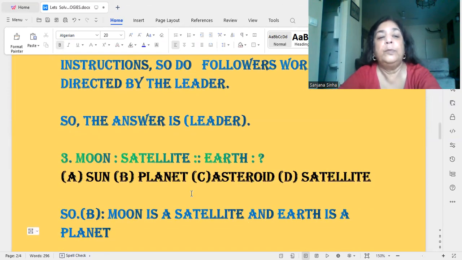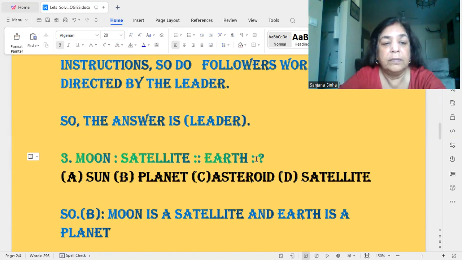Number 3, a very simple one. Moon is a satellite. Earth is a sun, planet, asteroid, or satellite? Sun, no. The Earth is a planet. So your answer is planet. Moon is a satellite and the Earth is a planet.